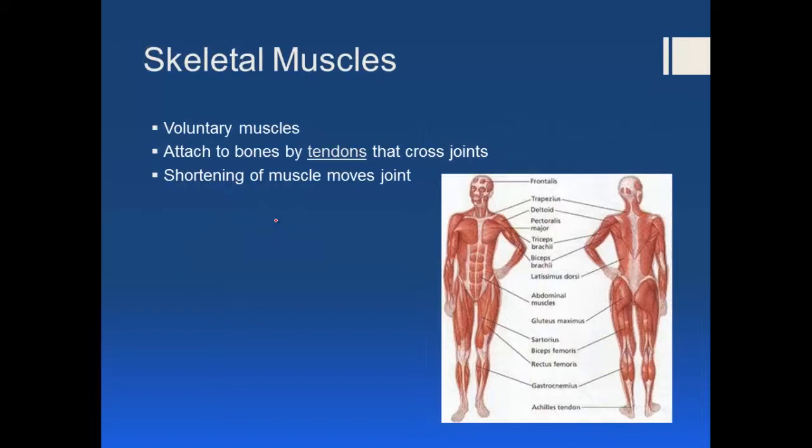So skeletal muscles, like I mentioned, are voluntary muscles. Muscles are attached to bones by tendons that go across joints. So make sure you know what tendons are. Tendons attach muscle to bones. If you shorten the muscle, it moves the joint.